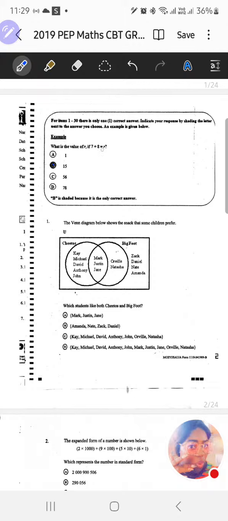So 7 plus 8 is equal to 15. So r would be equal to 15. And that is just for the sample question. Now let's move on to number 1.